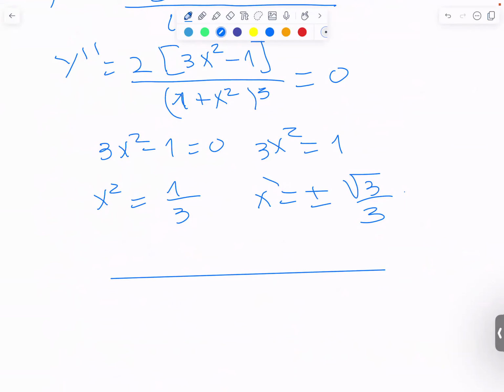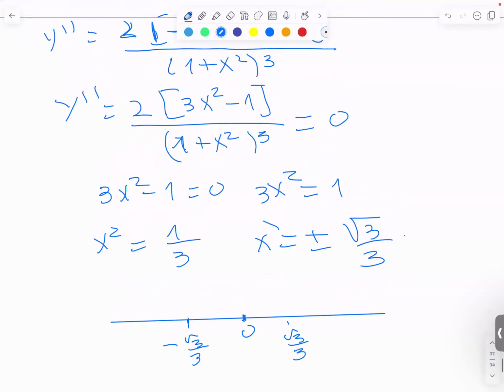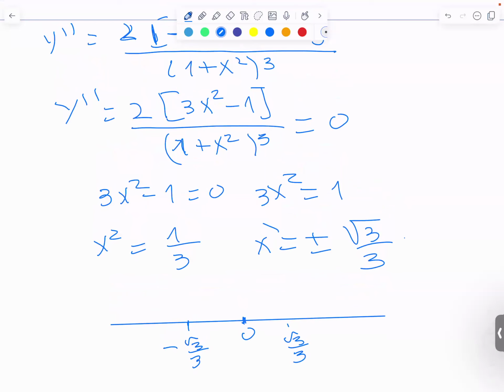I'm going to put 0 in the middle, negative square root of 3 over 3, and positive square root of 3 over 3. Let's pick 0, which is on the right of the first point and on the left of the second. If we plug 0 into the second derivative, we get a negative. I mean, the function is concave down here.